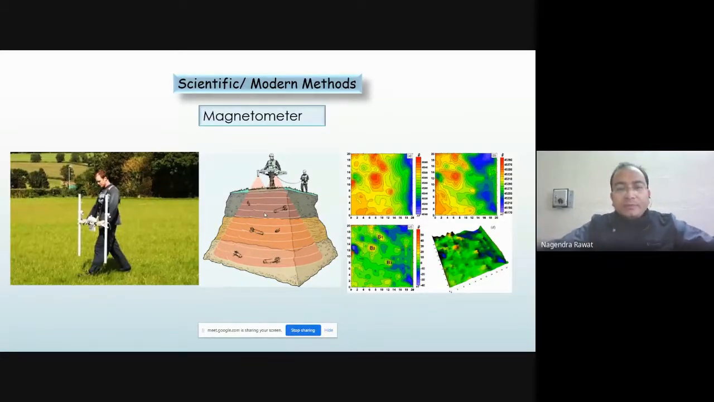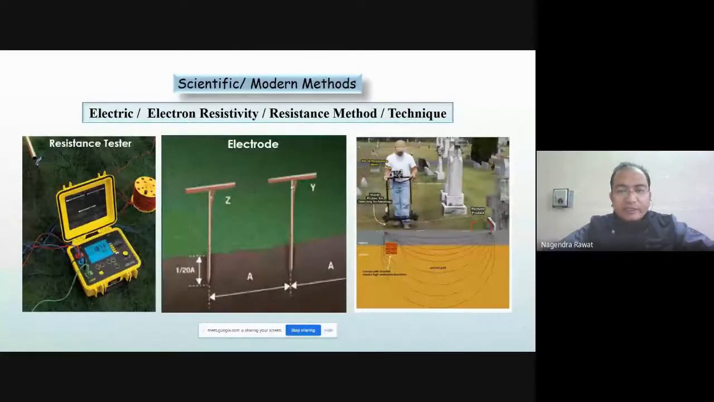This kind of exploratory work people are doing worldwide, and in many parts of India as well. And this is again an important method to get information about what is under the surface. It is the electrical resistivity method, also known as the electric resistivity method.